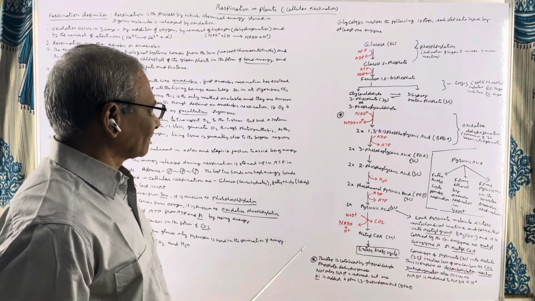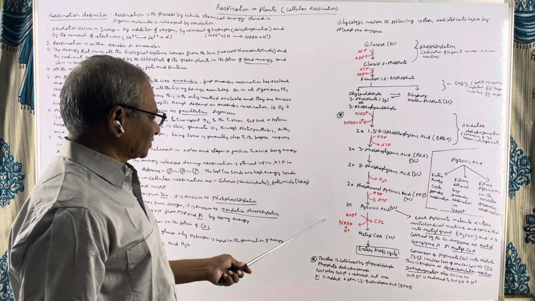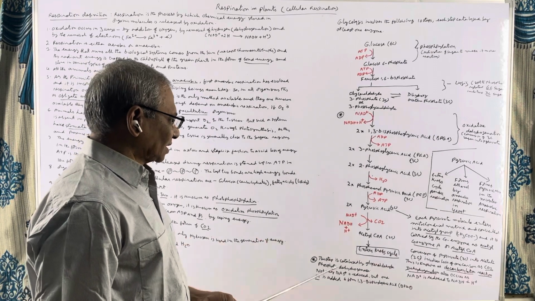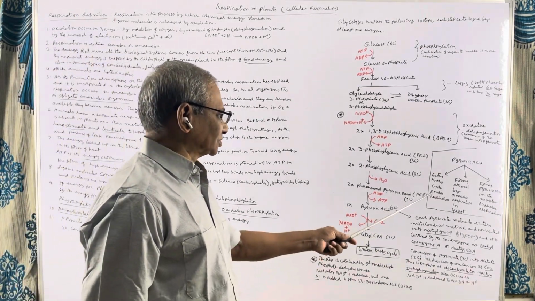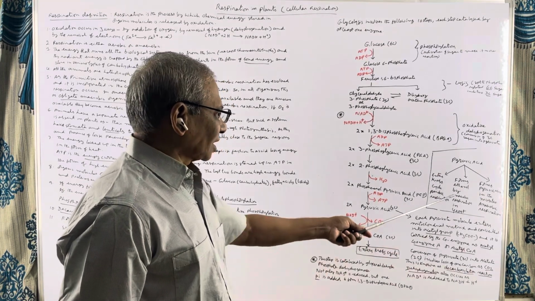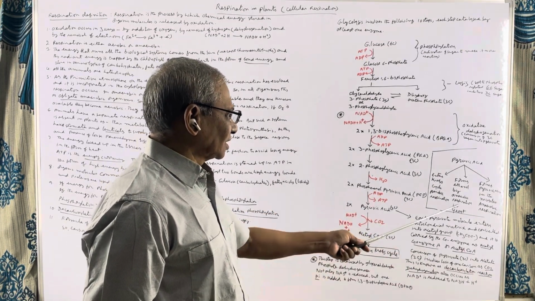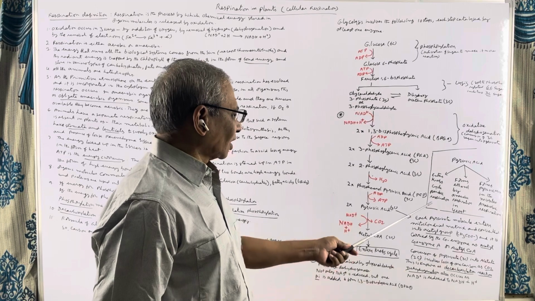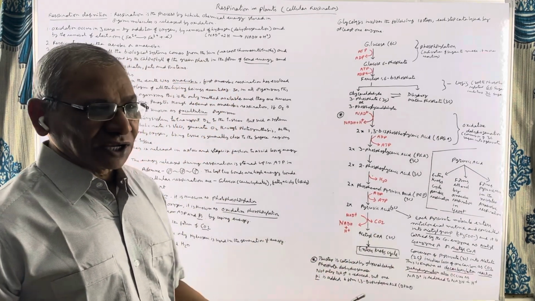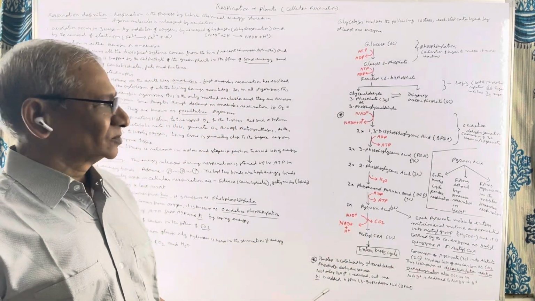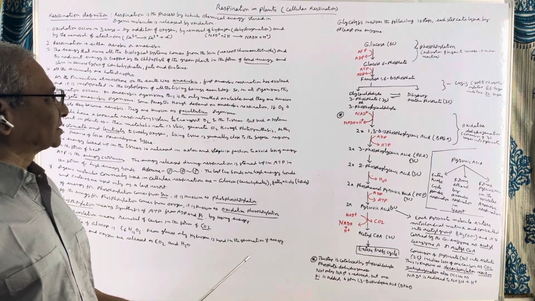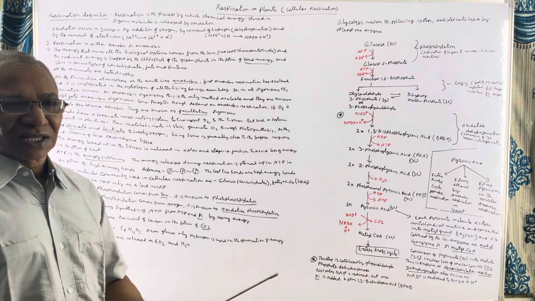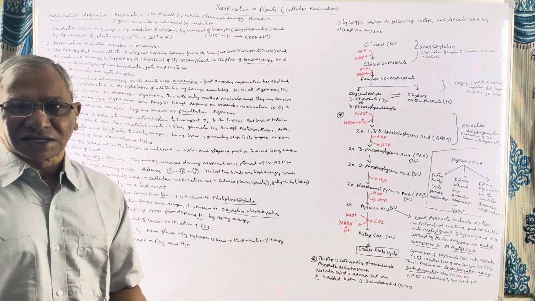So in this way, at the end of glycolysis, we get pyruvic acid, and the pyruvic acid has 3 types of fates. Either it becomes ethanol in yeast, or it becomes lactic acid, or it becomes acetyl CoA to enter the Krebs cycle. So that is about the first part of respiration in plants, glycolysis. In the next class, I will take up the Krebs cycle. Thank you.